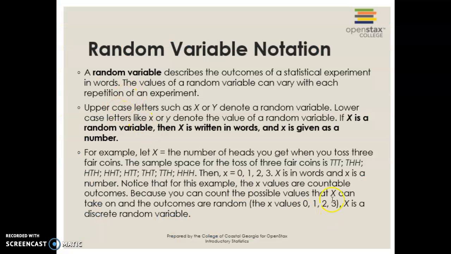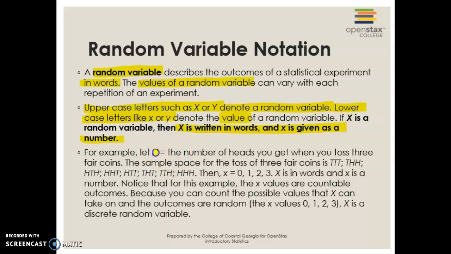A random variable describes the outcomes of a statistical experiment in words. The values of a random variable can vary with each repetition of an experiment. Uppercase letters such as X or Y denote a random variable, and again, it is in words. Lowercase letters like x or y denote the value of a random variable. If X is a random variable, then X is written in words, and x is given as a number.